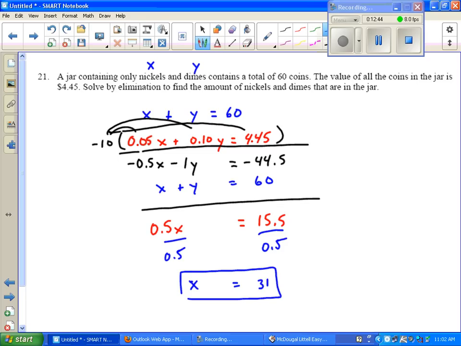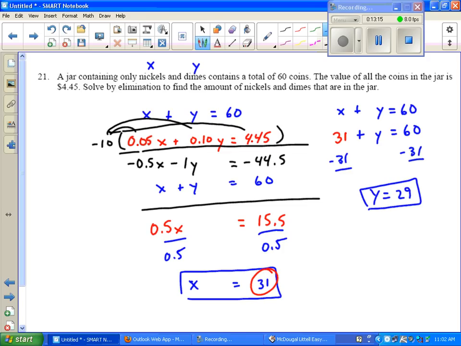It's easy to plug it back in because you can take this equation that we came up with, the unknown nickels plus the unknown dimes equals 60 coins. But now instead of having an unknown amount of nickels, we know that they have 31. So we'll plug that number in, 31, in place of the nickels. And we'll get rid of that positive 31 by subtracting it on both sides. So the amount of dimes is going to be 29. So you have 31 nickels and 29 dimes.